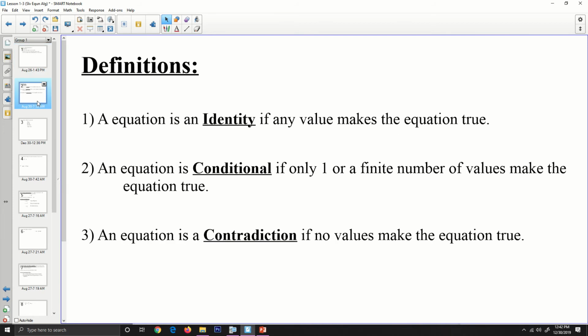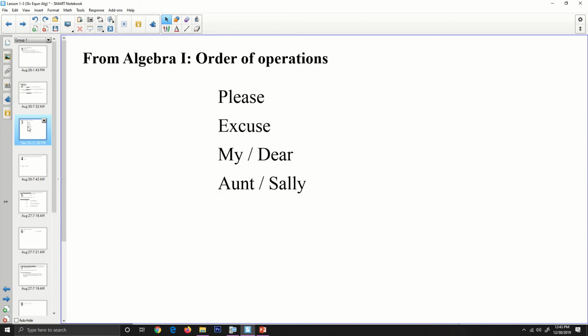So first, a couple definitions. An equation is an identity if any value makes the equation true. An equation is conditional if only one or an infinite number of values make the equation true, and the equation is a contradiction if no values make the equation true.